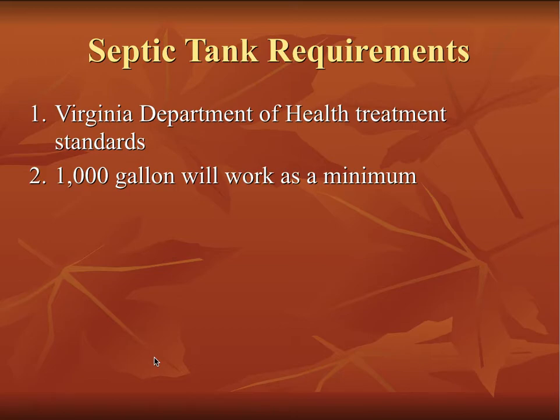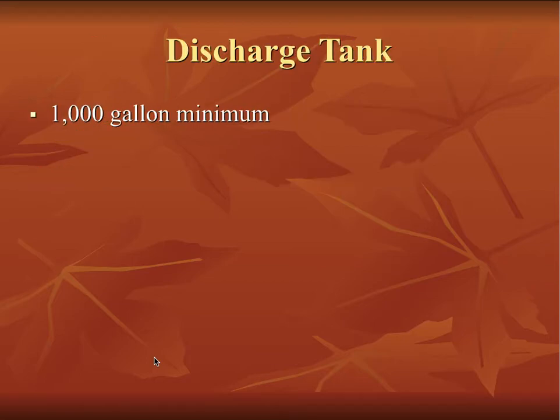So our septic tank requirements are spelled out in our manual, and I encourage you to look at that. But the quality of the actual tank needs to meet the Virginia Department of Health treatment standards. Generally speaking, a 1,000-gallon tank will work as a good minimum for that first septic tank, or whatever is required for that pre-treatment unit if you're using that prior to the pump tank that's going out to the Oscar II system. For the discharge tank, again, look at the manual, but typically for the average residential site, a 1,000-gallon minimum tank will do the trick.